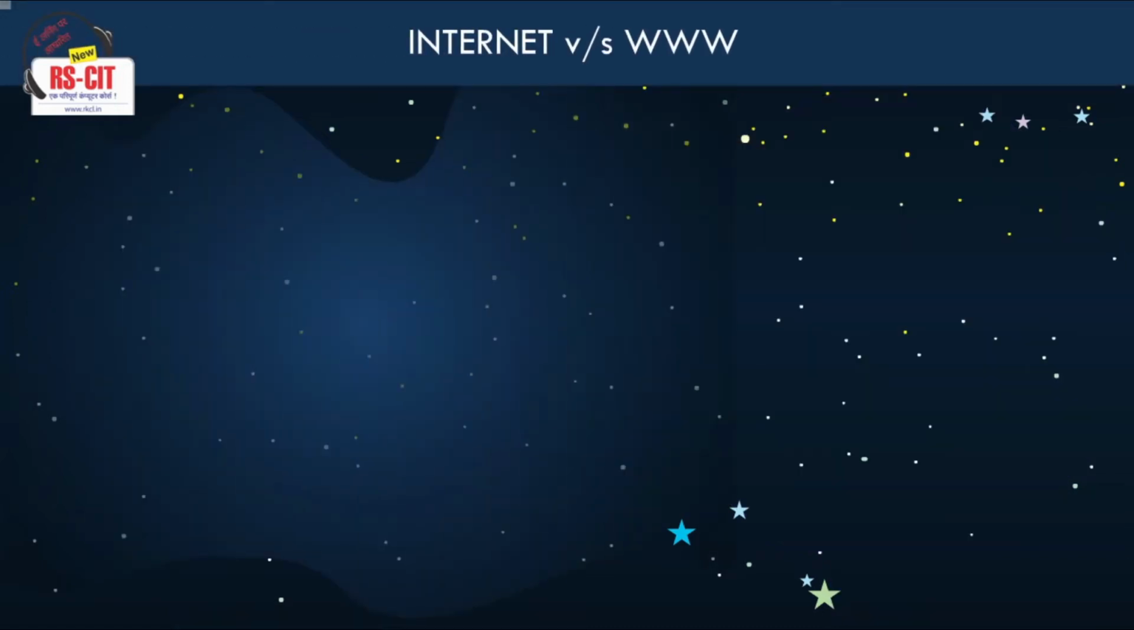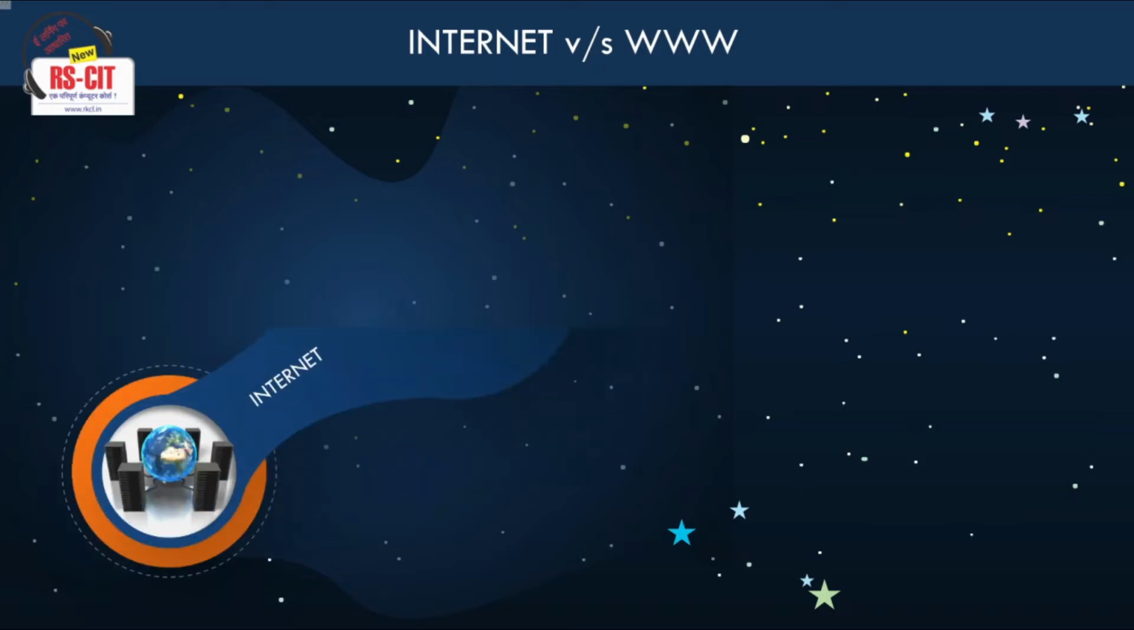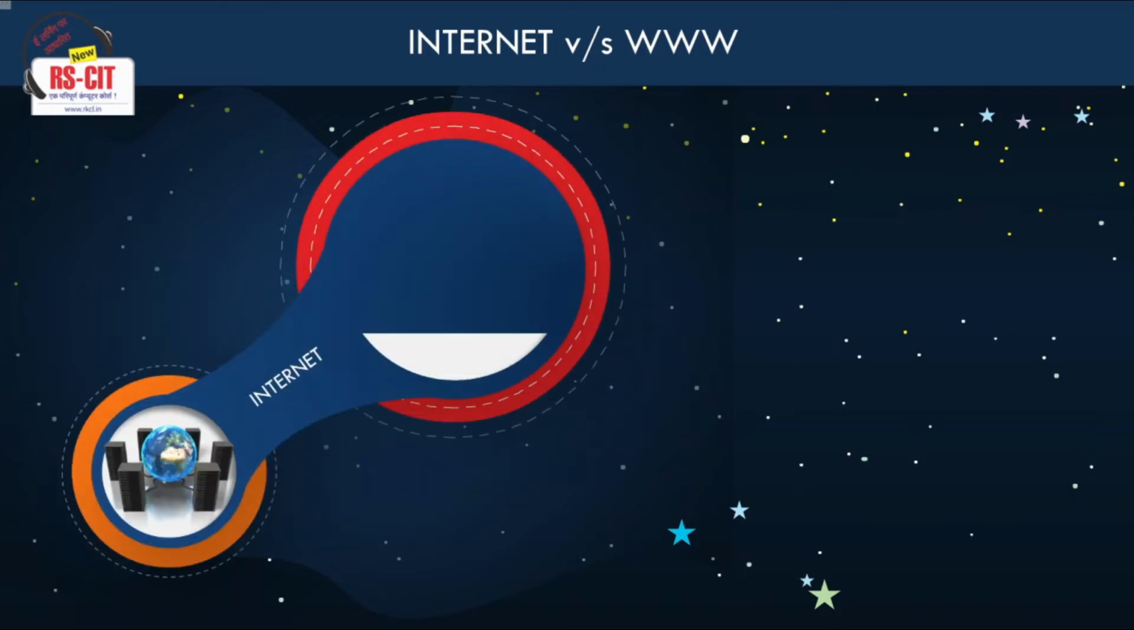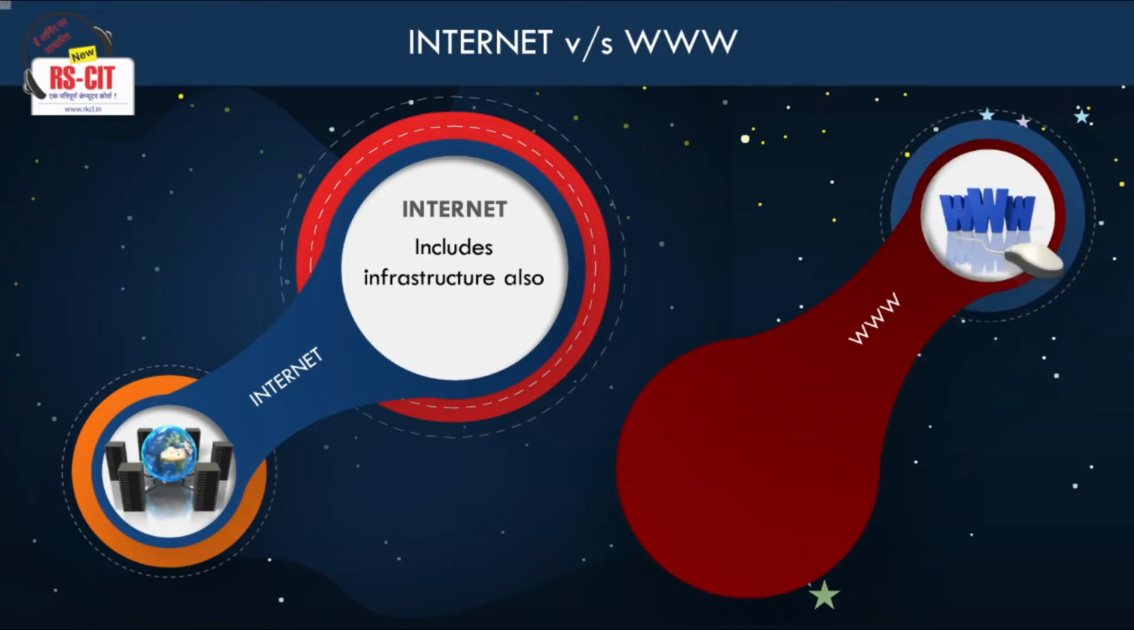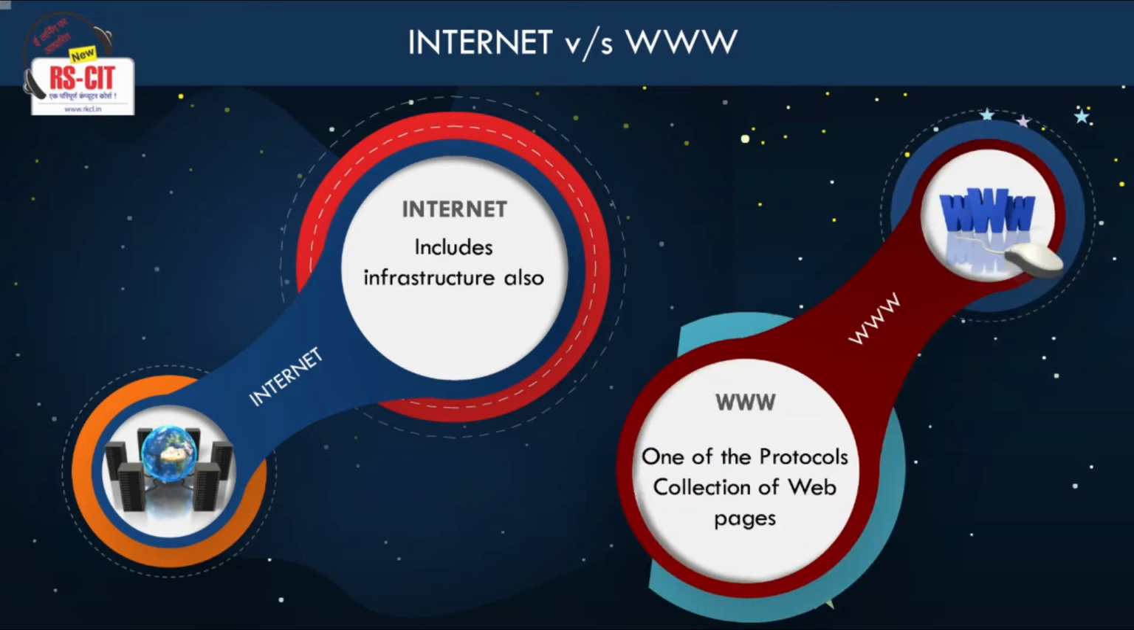Difference between Internet and the World Wide Web. Internet and WWW, both these terms are used interchangeably, but they are not synonymous. Internet can be termed as hardware part.